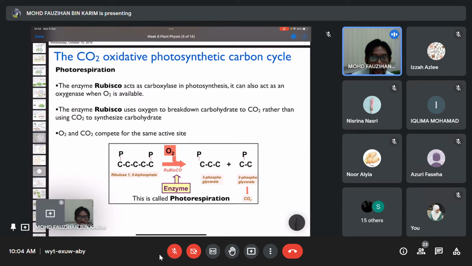It will produce the carbon dioxide. Of course, the carbon dioxide produced here will be used again to produce carbohydrate in the Calvin cycle. But it's like you spend and then you get it back, the same thing. You lose 1 carbon and the same carbon you make the carbohydrate again, right?